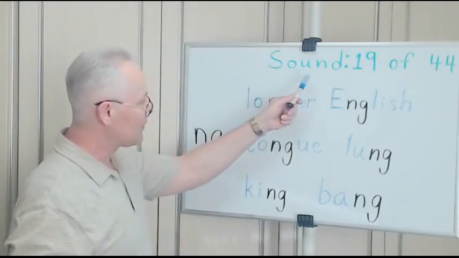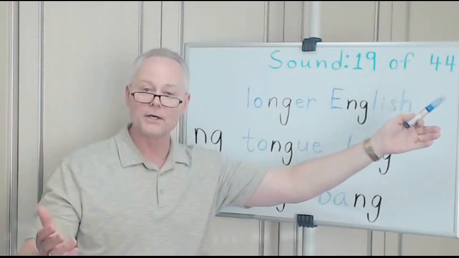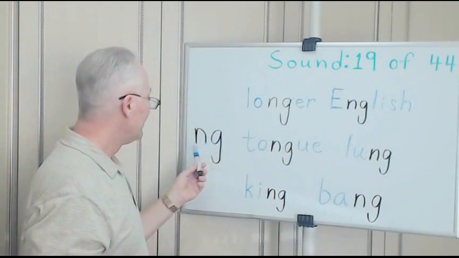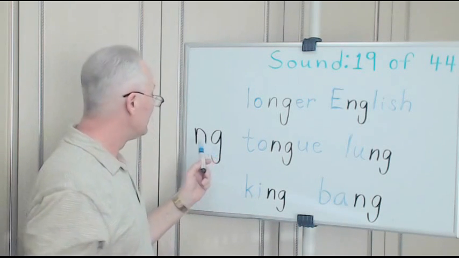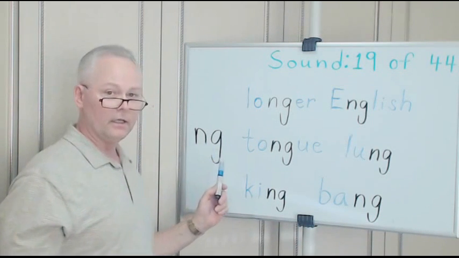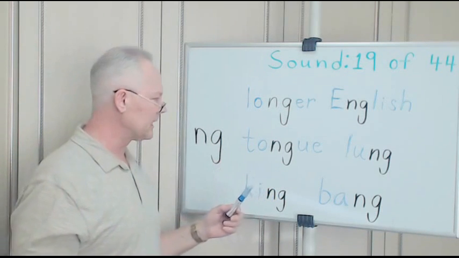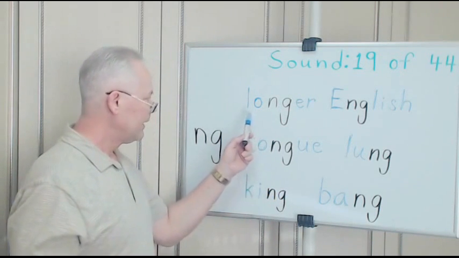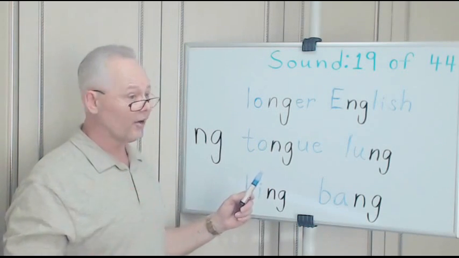Hello. Sound 19 of the 44 sounds of American English. We have a two-letter combination, two consonants, NG. What sound does NG make? Well, let's take a look at this. Now this one is a little bit difficult to pick out, but it's there.